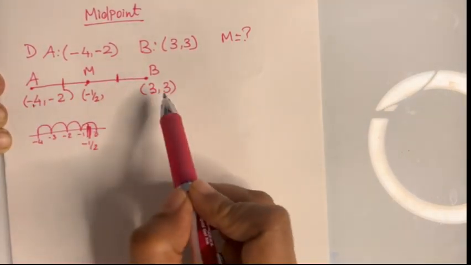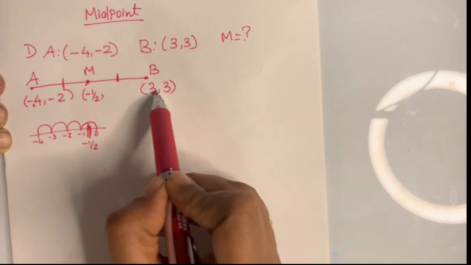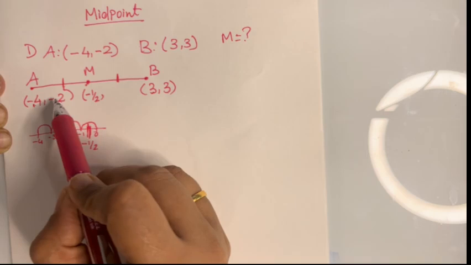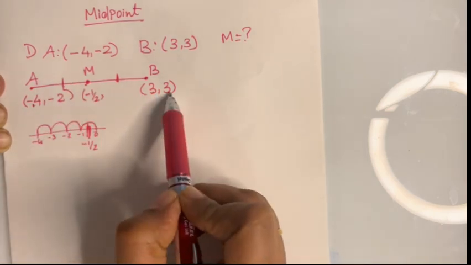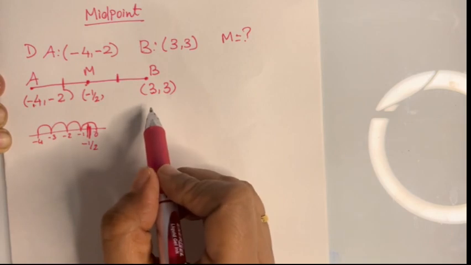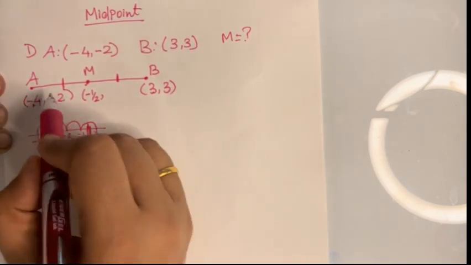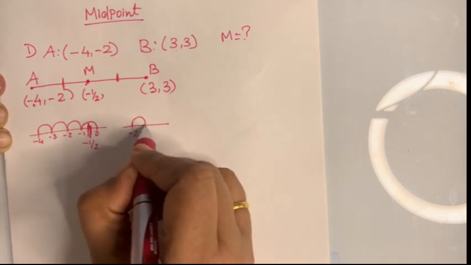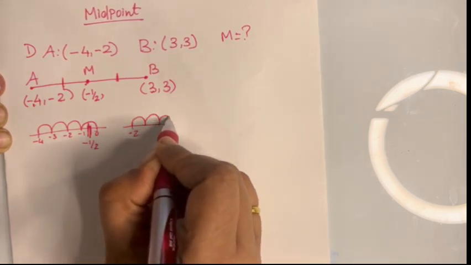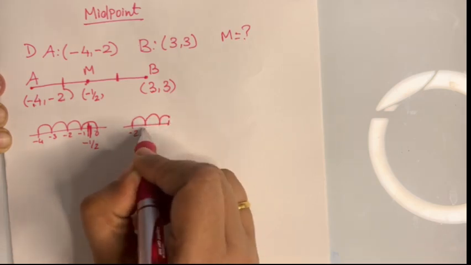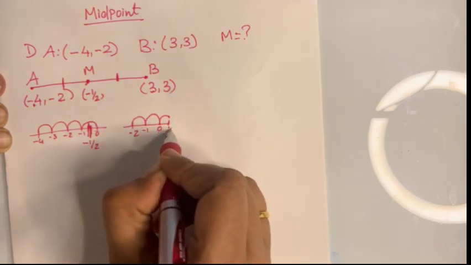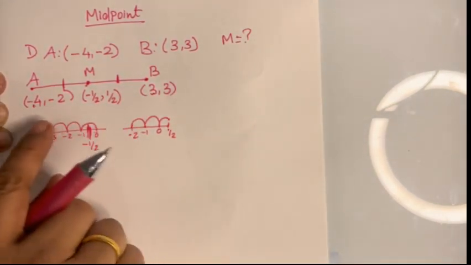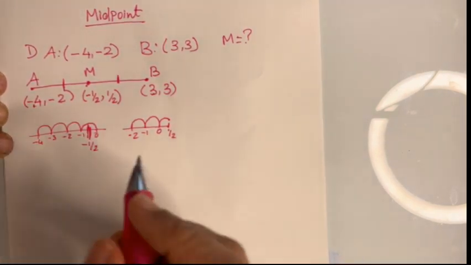Now from -2 to 3, this is our y value. How many steps do I have to take from -2 to 3? I have to take 5 steps. Half of 5 is 2.5. If I take 2.5 steps from -2, that is -1, 0, and this is going to be +1/2. So that is how you can use your number sense to find the midpoint.